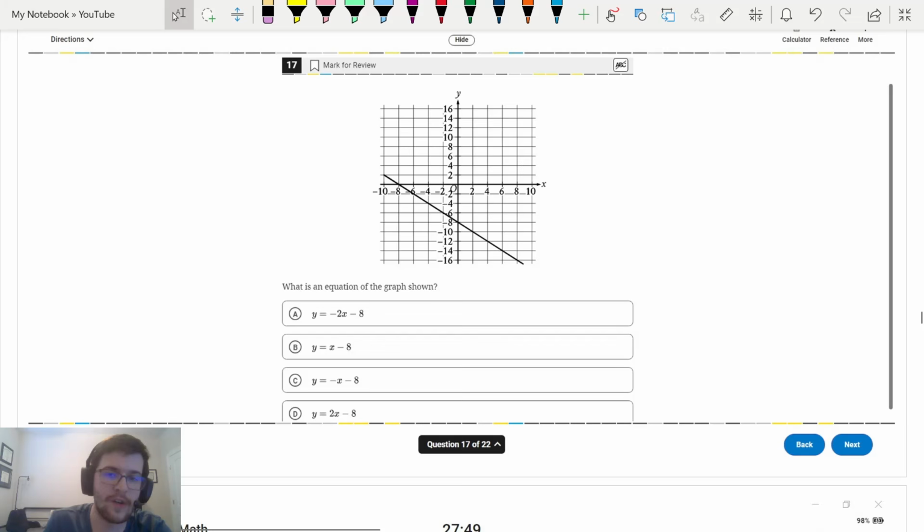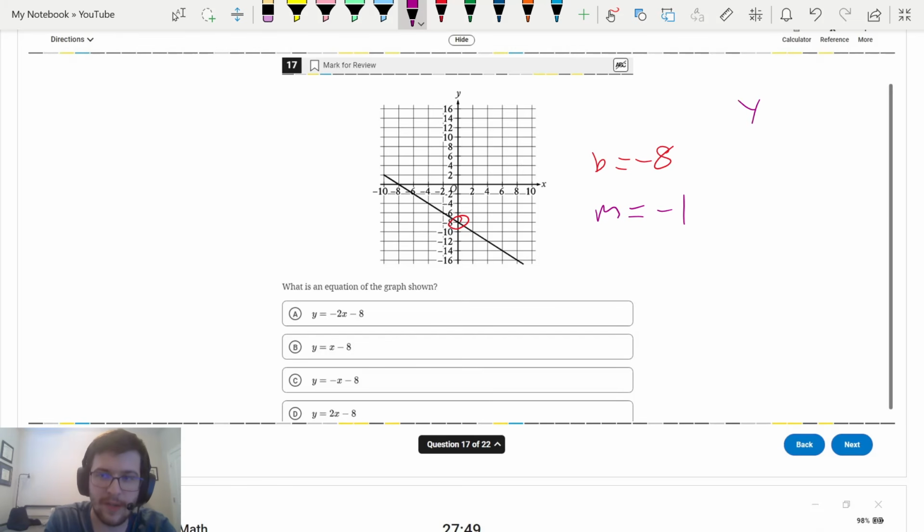All right, so for this one, the y-intercept is -8. So b is equal to -8. And the slope is -1. You can either use y2 minus y1 over x2 minus x1, pick out 2 points and do that. Or you can do rise over run.